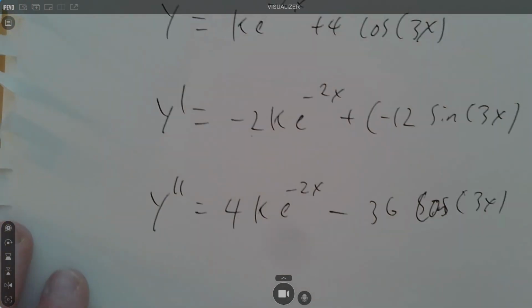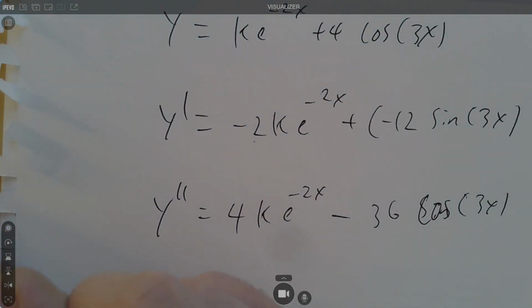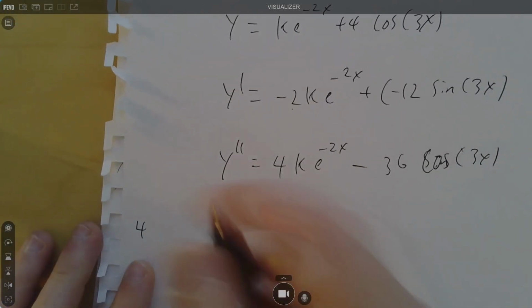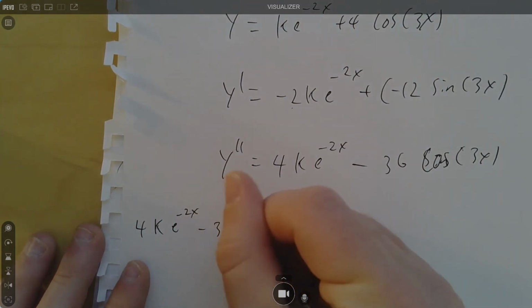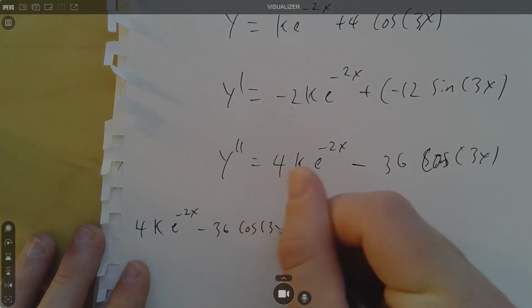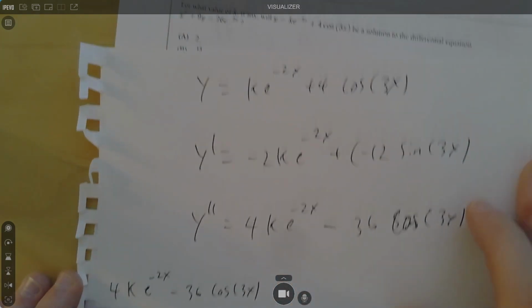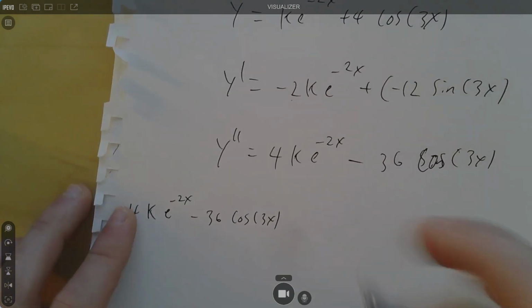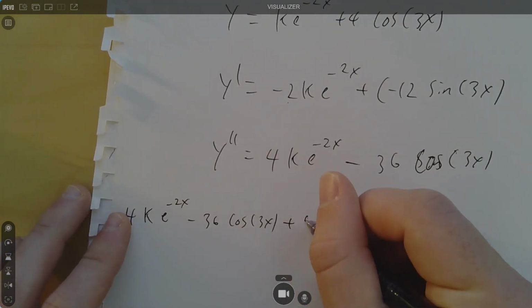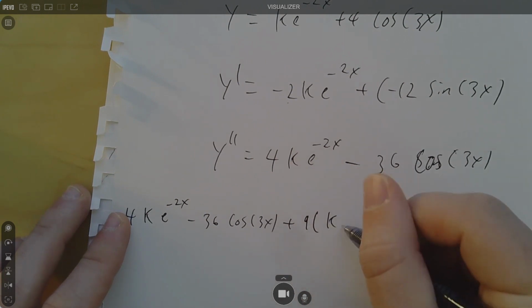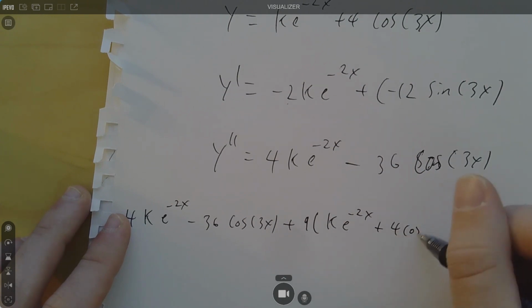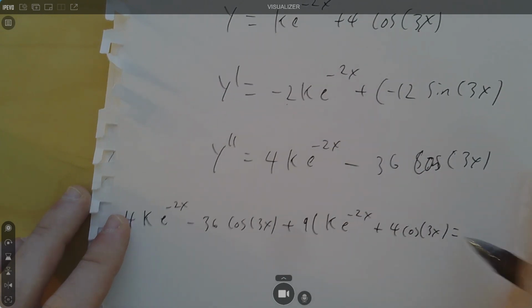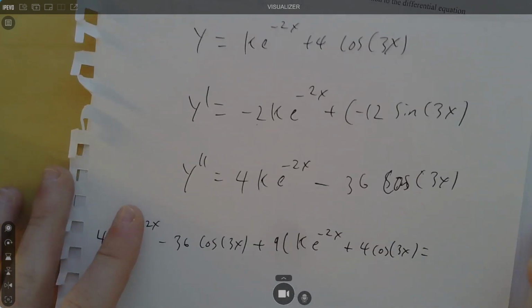So I'm going to get, okay, I need some space here, right? I'm going to get 4k e to the negative 2x minus 36 cosine 3x plus, I'm reading this up here, plus 9 times k e to the negative 2x plus 4 cosine 3x equals 26 e to the negative 2x.